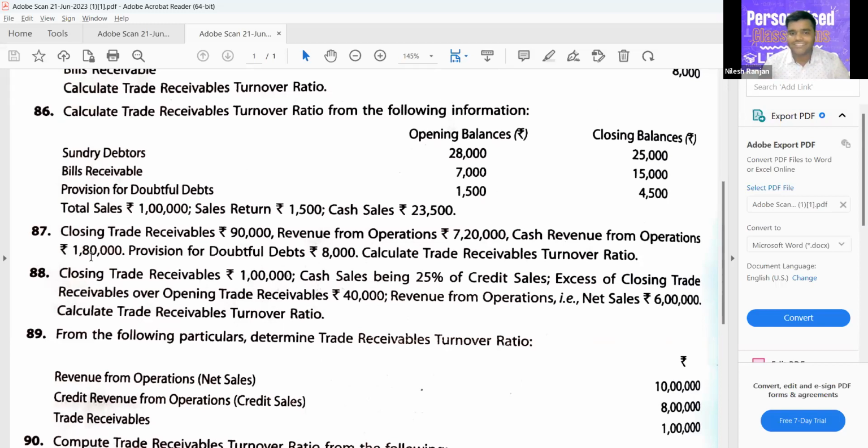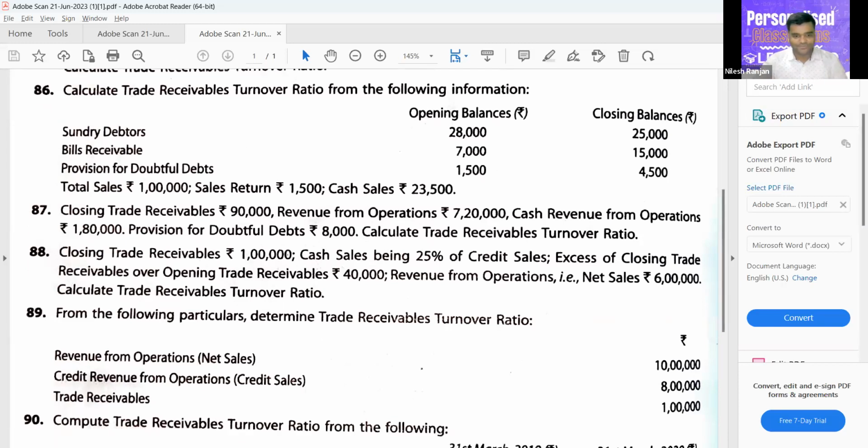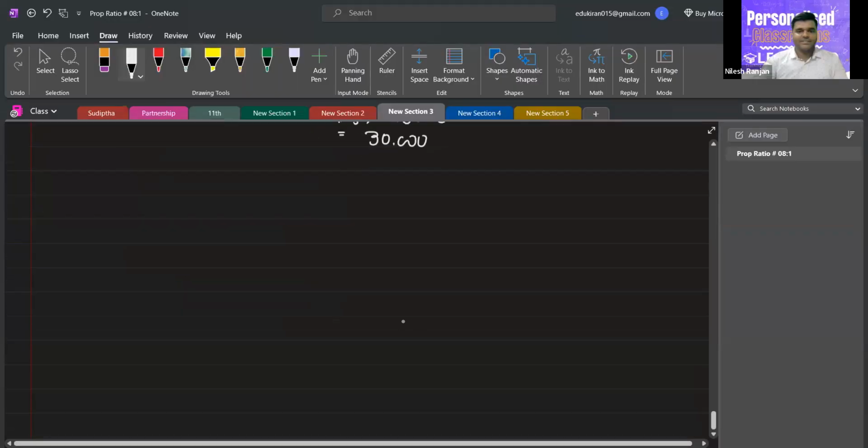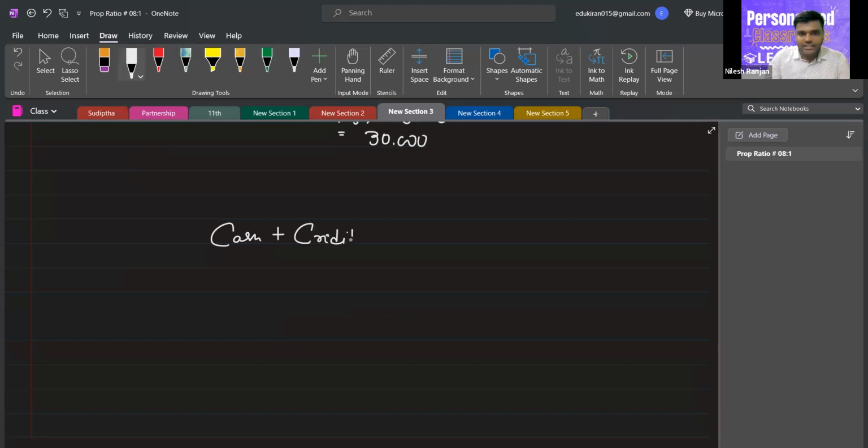I'm not clear with it. Can you help us solve it? Okay, see, cash sale plus credit sale equals total sale. Now total sale is 6 lakh, and cash sale is 25% of credit sales.